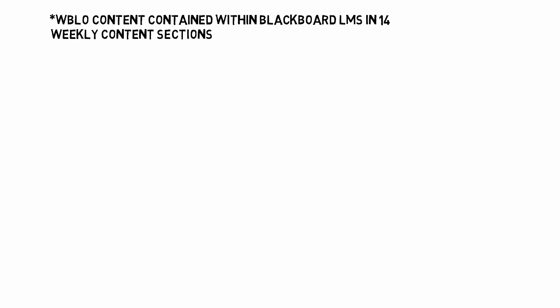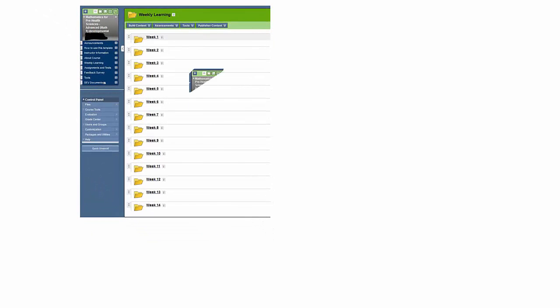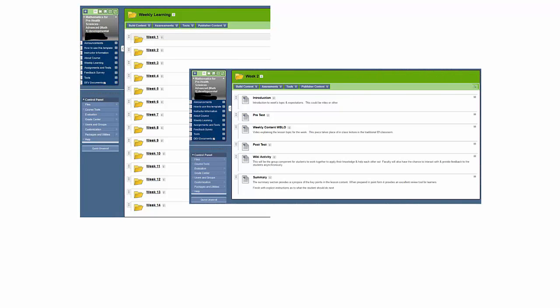It is being delivered in 14 weekly sections using the Blackboard LMS, which acts as a container to house the course content, assessments, and collaborative activities for each week of learning. Each week, students will complete a pre-test to determine their knowledge before engaging in the lesson.